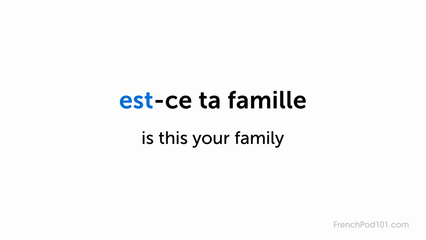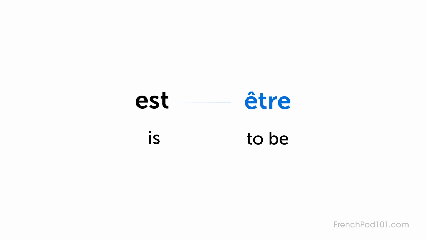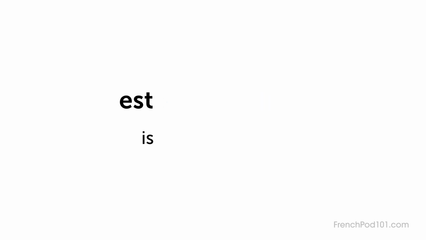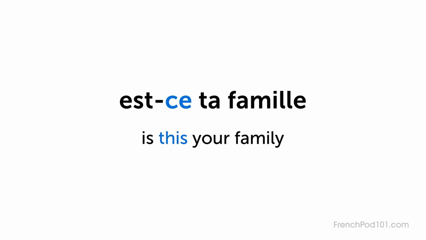Moving to the start of the sentence, est, is. Note, est is from the verb être, meaning to be. Next is ce, this. Together, it's est-ce, meaning is this. Notice the word order when asking a question. Est, is, followed by ce, this.